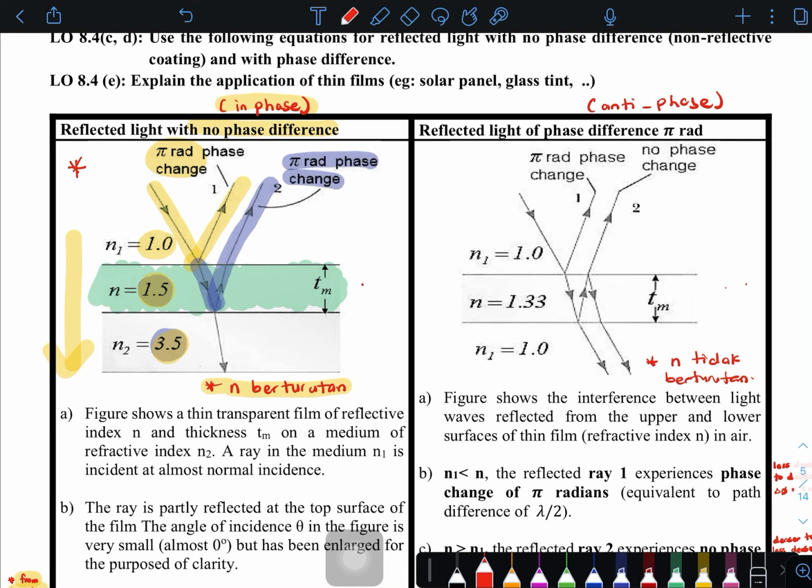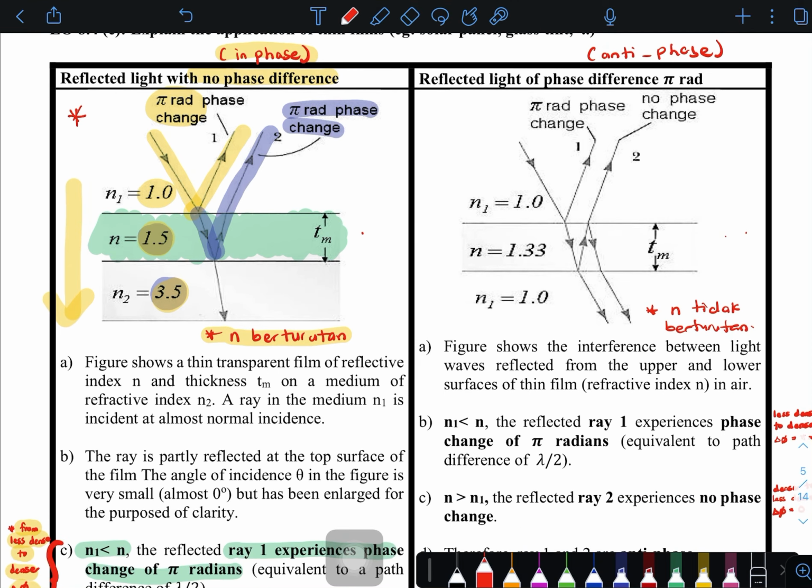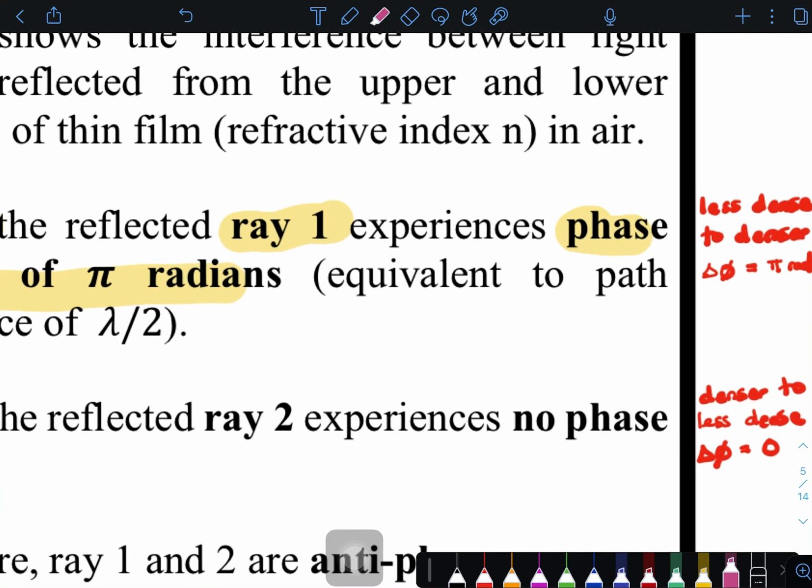Okay, now we go to the second one, reflected light of phase difference pi radian. Okay, for example, kamu tengok dekat sini. Yang pertama, daripada N1 pergi ke N. 1 pergi 1.33. Dia tulis kat sini, N is smaller than N. So, the reflected ray 1 experience a phase change of pi radian. Okay, sebab less dense to denser, dia akan ada phase difference sebanyak pi radian. Okay, tetapi N pergi dekat N1, another N1 which is 1.33 pergi dekat 1. Denser to less dense.